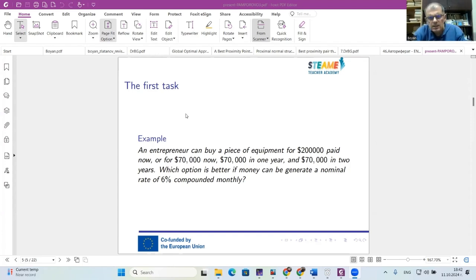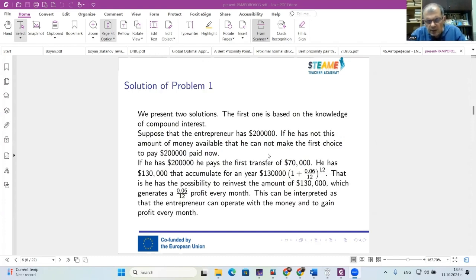So any owner of a small business knows how much money he can gain by investing the money in his business. Let us suppose that at this point, the one who wants to buy this equipment knows that he can gain 6% profit compounded monthly. I'll present two solutions. The first solution is a very simple one. It can be calculated by hand or by a computer.